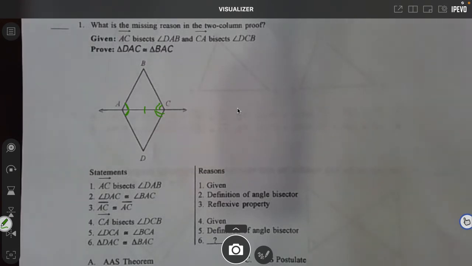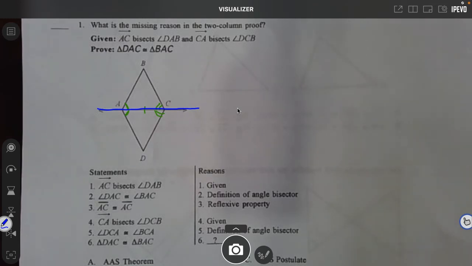Is that a vertical angle? No, they're not vertical angles. It says this line right here, I'm going to draw it in blue, bisects both of those angles. If it bisects those angles, what does it do to those angles? Splits it into 2 equal parts.